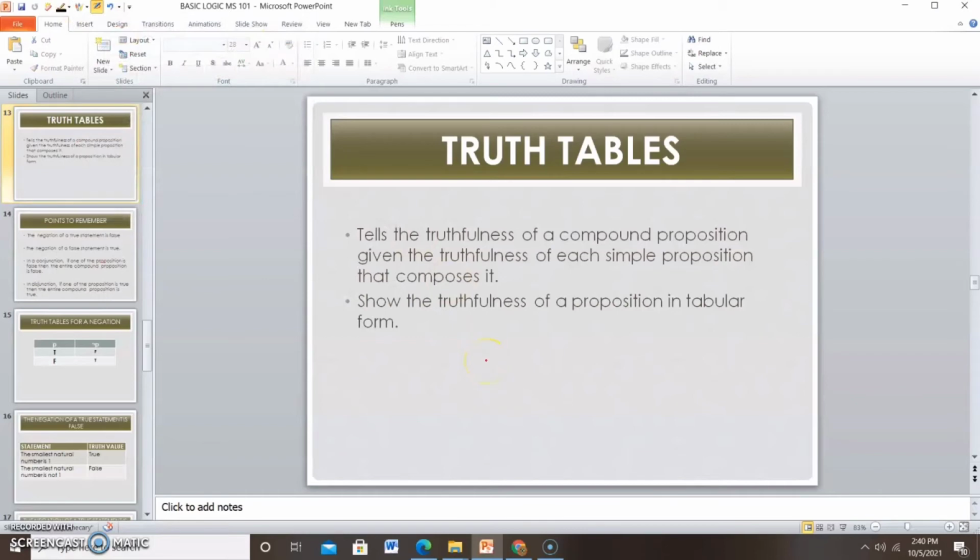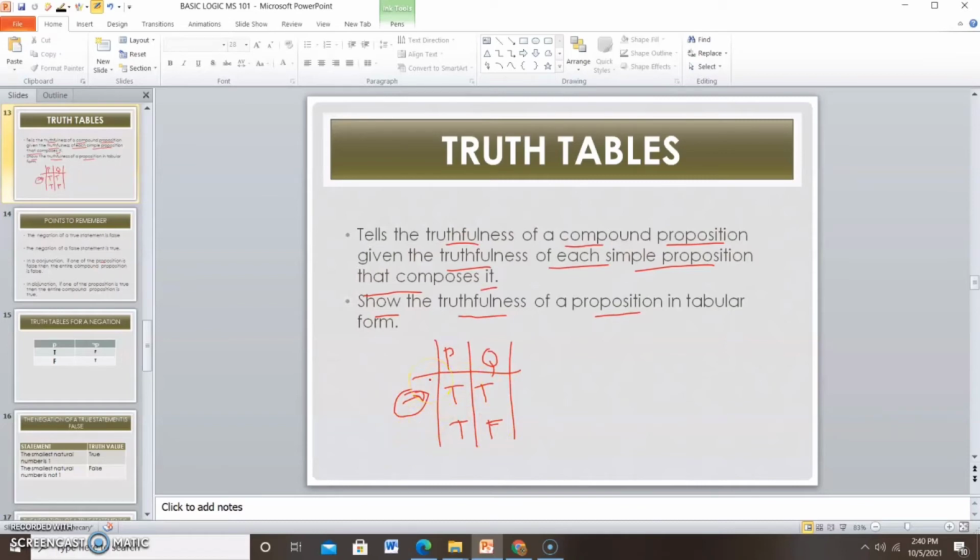Truth tables tell the truthfulness of the compound proposition given the truthfulness of each simple proposition that composed it. This is also to show the truthfulness of a proposition in tabular form, in a table. For example, P and Q, given truth values true, true, or true, false. So this is one of the examples of truth tables.